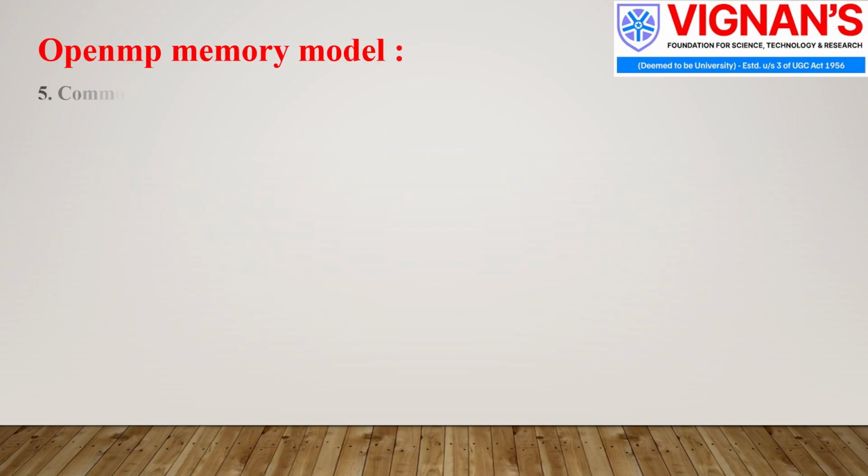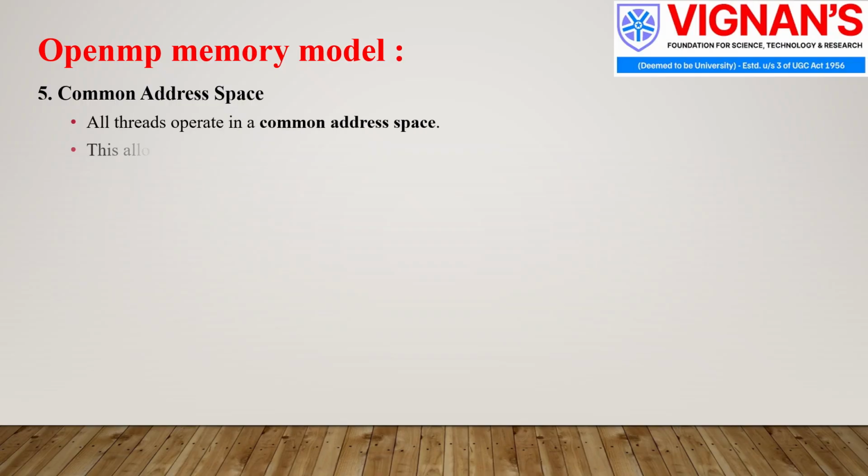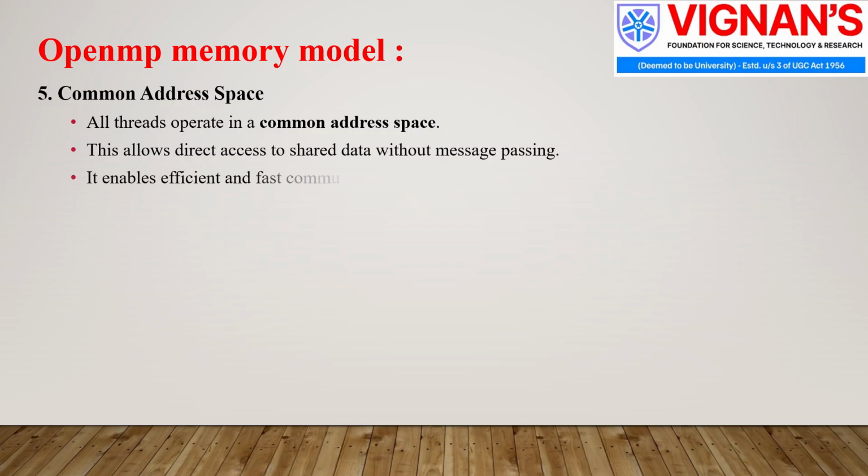Common address space. All threads in OpenMP operate within a common address space. This allows threads to directly access shared data without using message passing. As a result, communication between threads is fast and efficient.